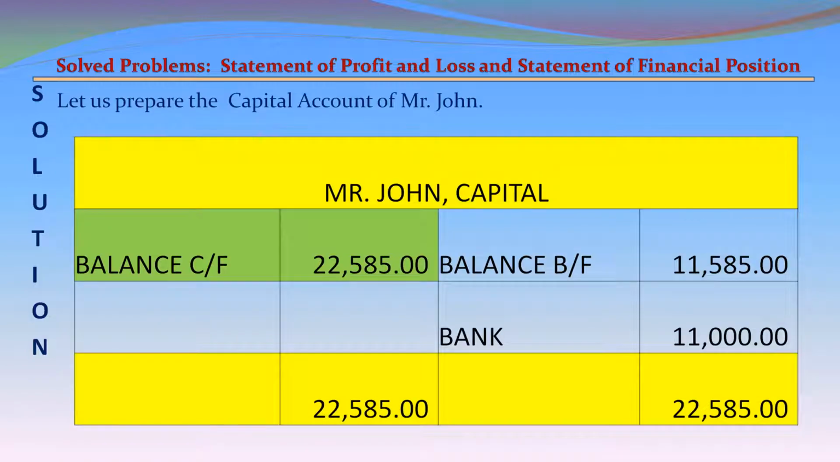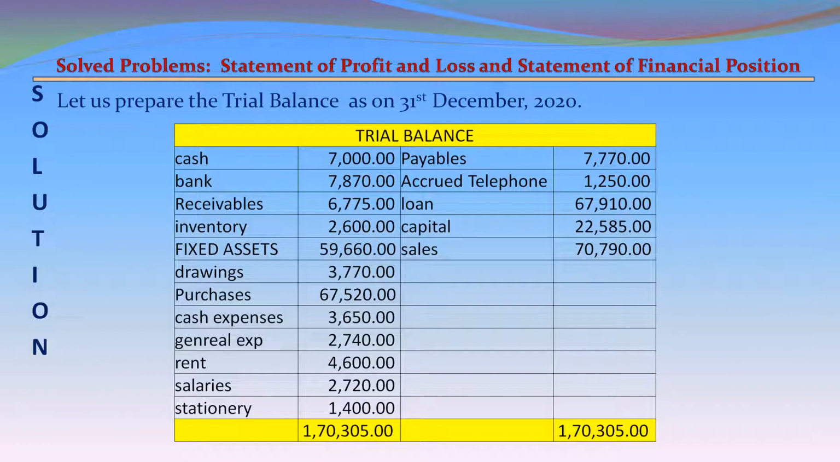John. Let us prepare capital account of Mr. John. Mr. John capital. Opening balance brought forward 11,585. By bank 11,000. Additional capital introduced by him. Total capital 22,585 as on 31st December 2020. Let us prepare the trial balance as on 31st December 2020.